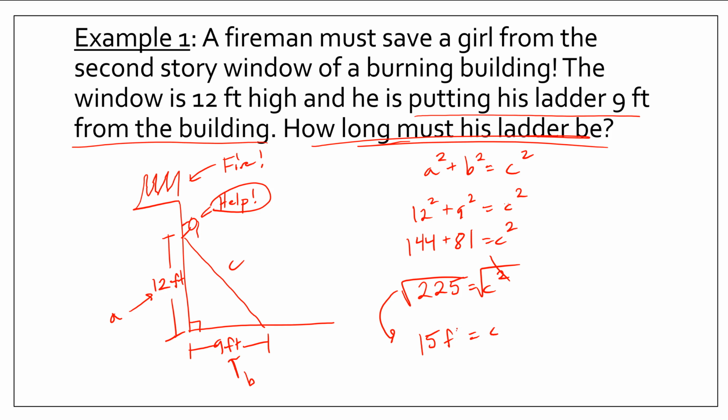And let's just make sure to put in my units, feet. Now we can check our answer to see if it makes sense. We can check by plugging back into the formula. But also, remember, the hypotenuse should be the longest side. If my answer is 15, is that the longest side? Well, yeah, it's longer than 9 and 12. So this answer is sensical.